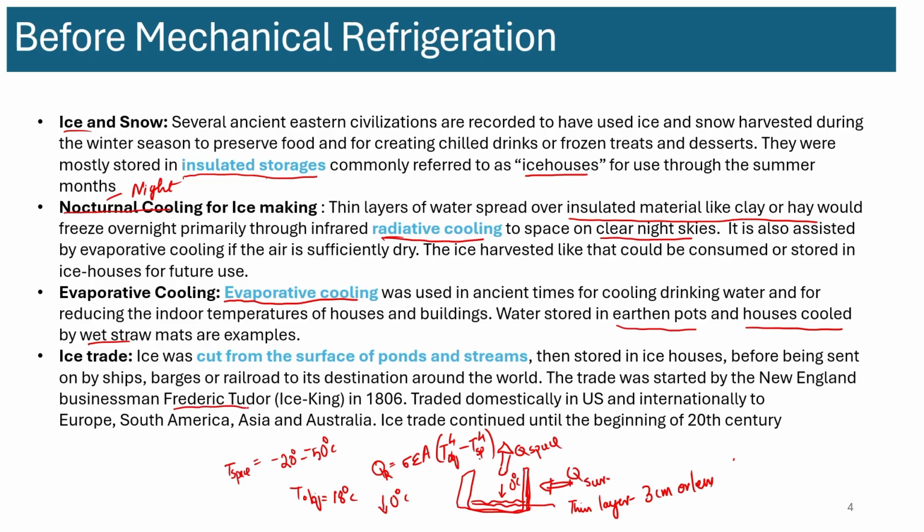Frederick Tudor, he used to be called, he was known as the Ice King. He created this business idea of cutting this ice, storing it, and transporting this internationally all over the world in ships and barges. And people are able to enjoy ice even in really hot and arid countries.